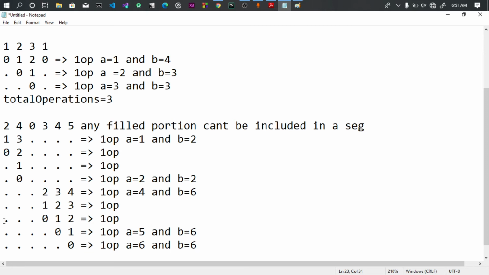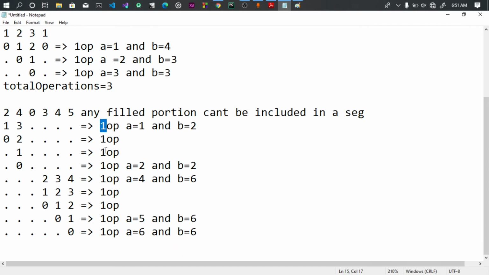So therefore we have accomplished all this, and we can now sum up all the number of operations. We have 1, 2, 3, 4, 5, 6, 7, 8, 9. So our total number of operations will be equal to 9.